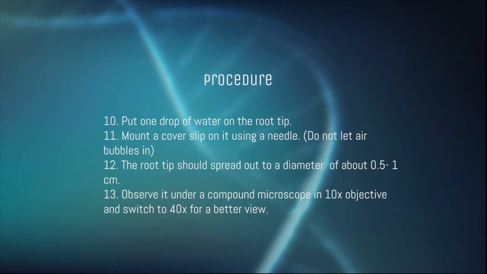Put 1 drop of water on the root tip. Mount a cover slip on it using a needle, making sure no air bubbles exist. The root tip should spread out to a diameter of about 0.5 to 1 centimeter. Finally, observe it under a compound microscope in 10x objective. Scan and narrow down to a region containing dividing cells and switch to 40x for a better view.